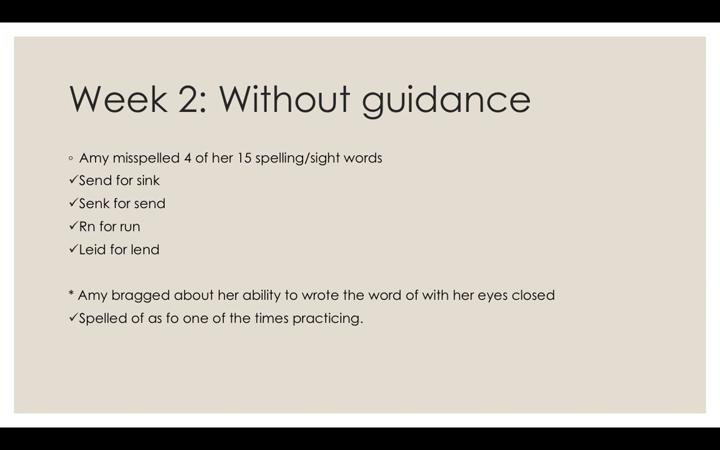Whenever we did the words without the guidance of reading the word, she misspelled 4 of the 15 spelling and sight words. Some of the examples: she wrote sin for sink, she wrote sink for send, for run she only wrote RN, and LEID for lend. And Amy bragged about her ability to write the word of with her eyes closed. Throughout practicing, there were a couple times that she spelled of as FO instead of OF.